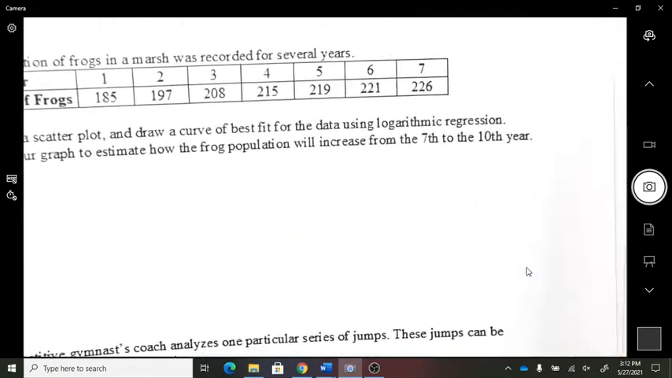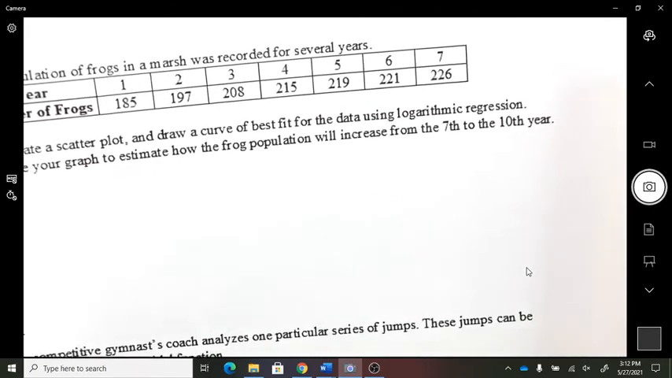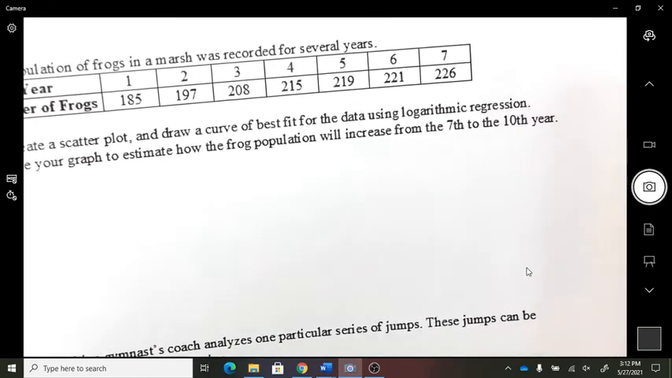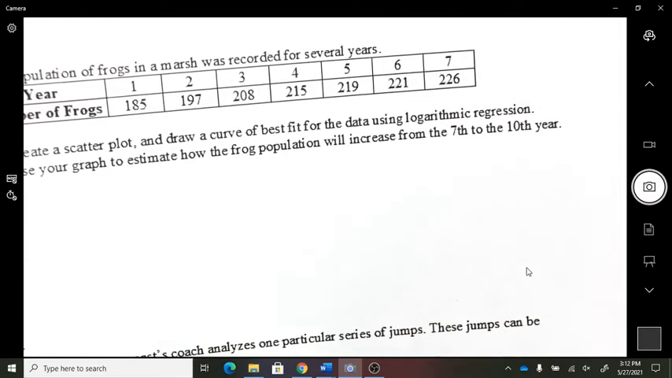Okay, we are gonna have to do a stat edit. We have years and the frogs.